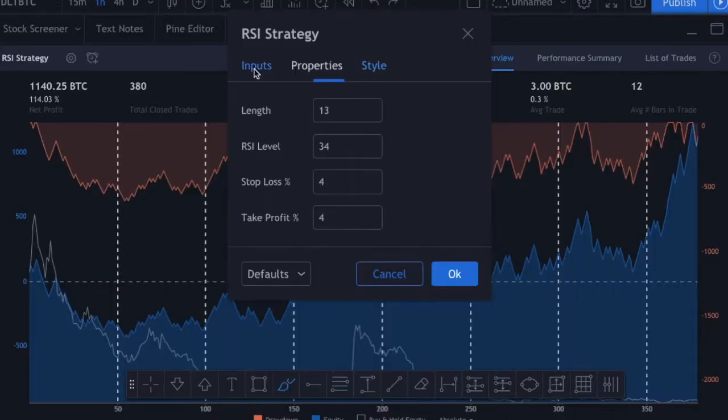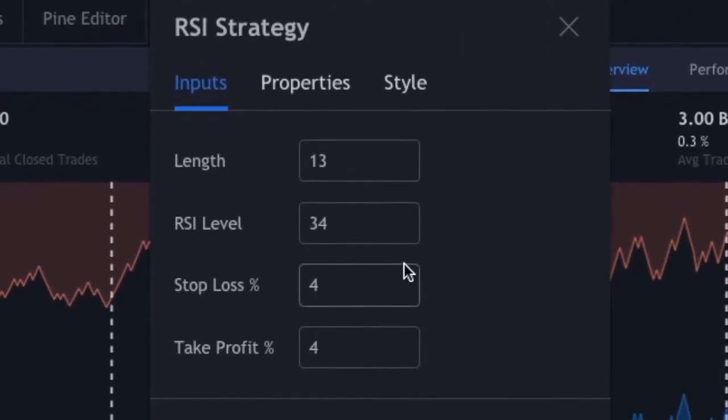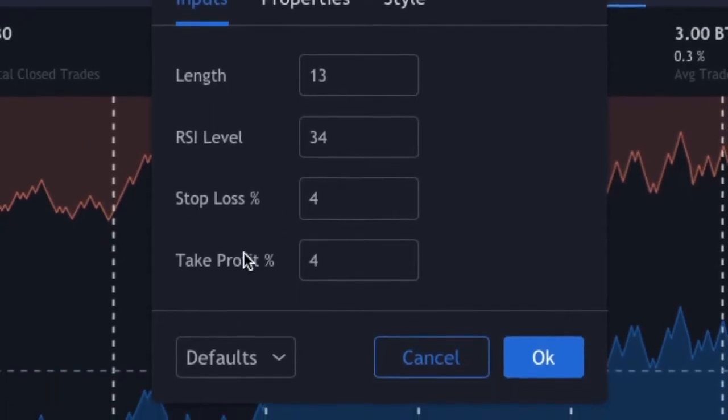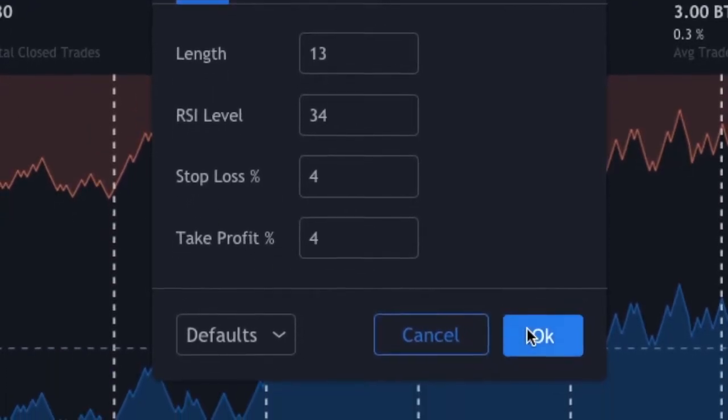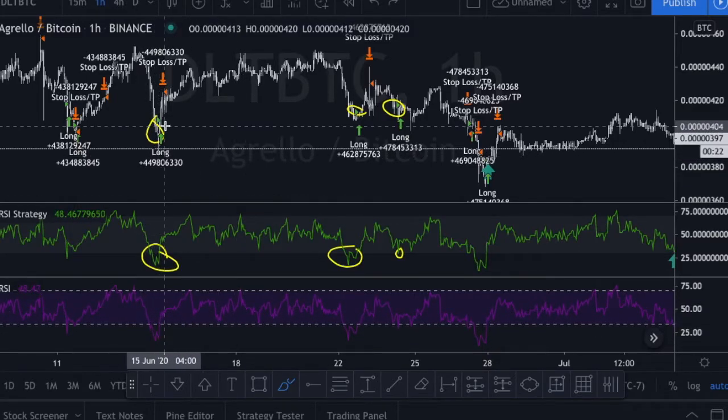Come up here and look at the inputs. Once again, the length is at 13, the RSI level is at 34. So what you want to do for your stop loss, set it at 4%, and your take profit, set it at 4%. That means that every single time you can set an alert for whenever the RSI crosses over this band, and as soon as you get that alert, make sure you take a 4% stop loss from there.